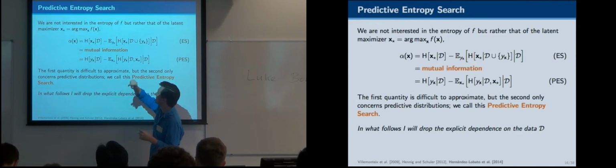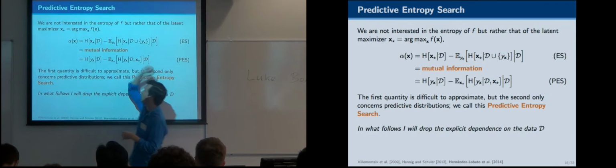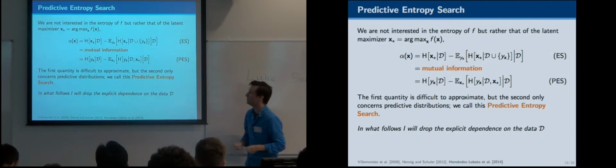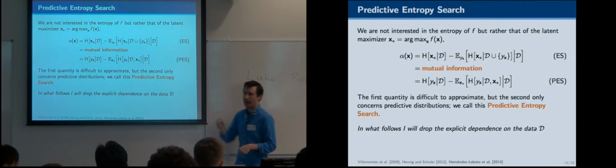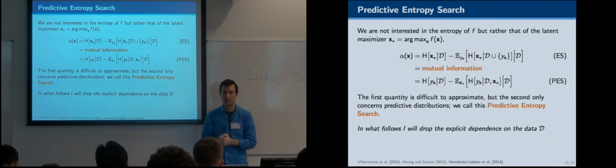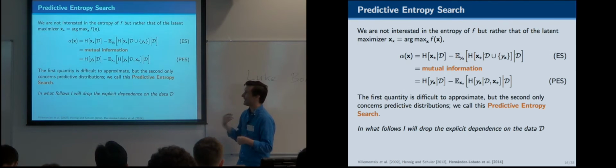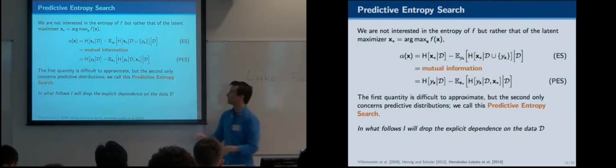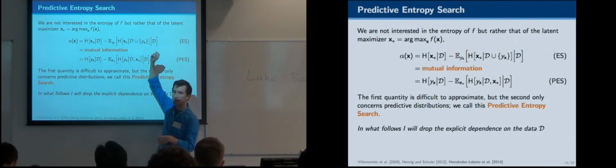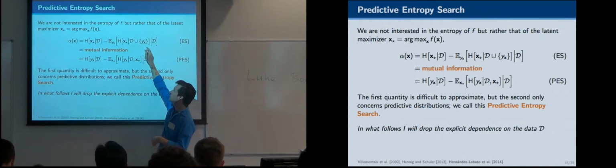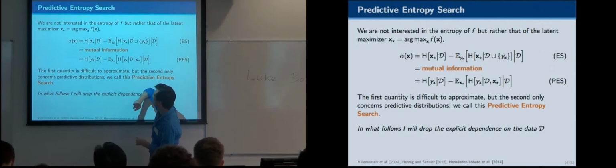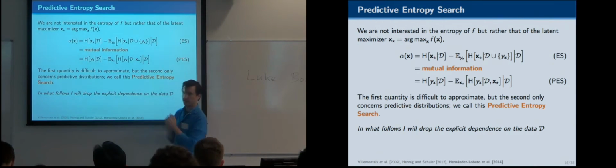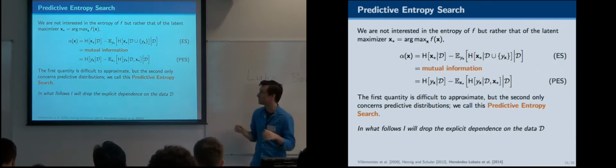But now, the nice thing about this is that this quantity is the mutual information between my observation y and the maximizer x star. The great thing about that is that the mutual information is symmetric. So this is the mutual information in one direction, between y and x star, or it might be the other way around. I actually can't remember. This one is in the other direction. But again, these two are equivalent.